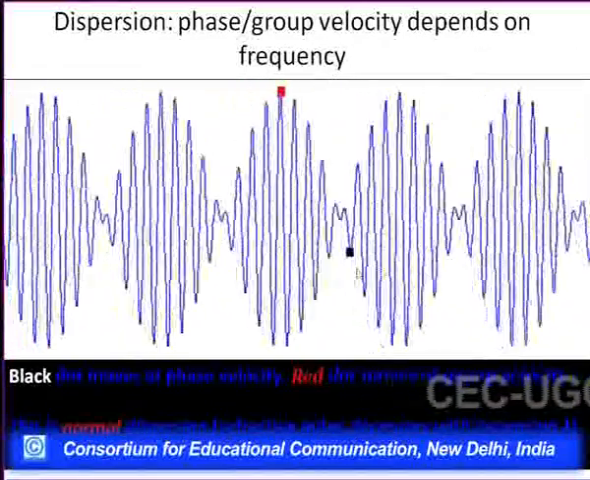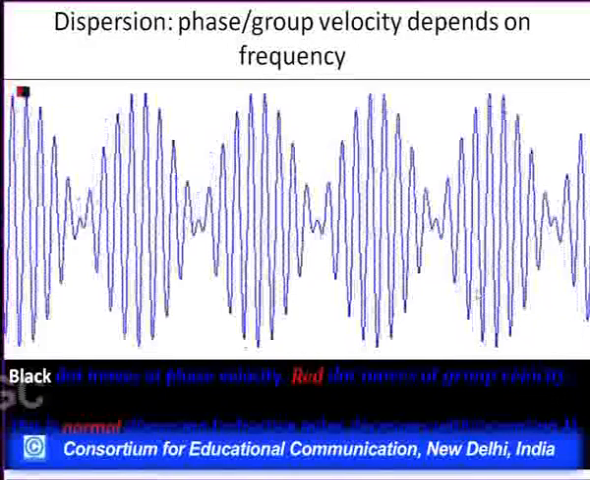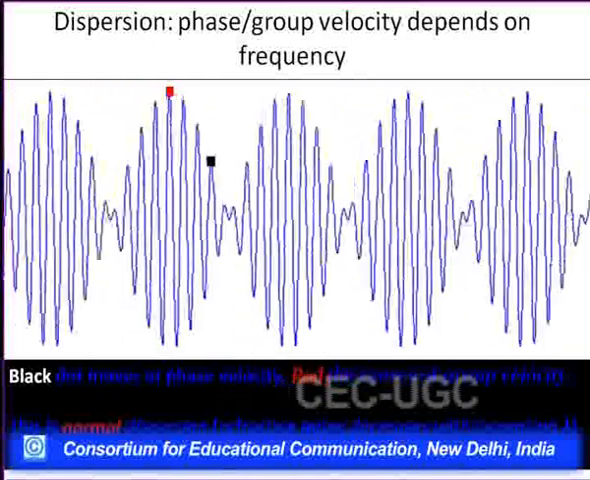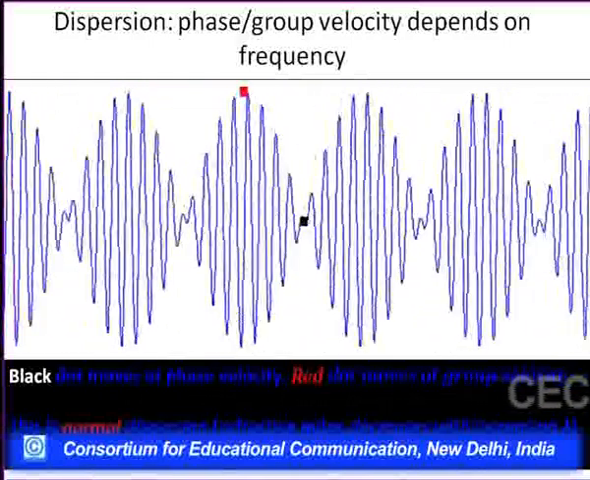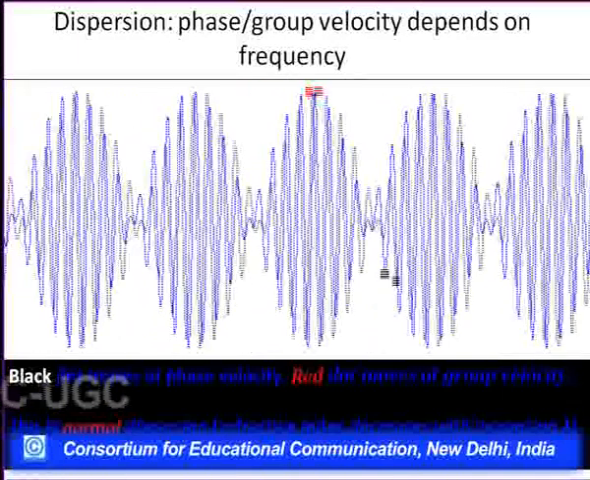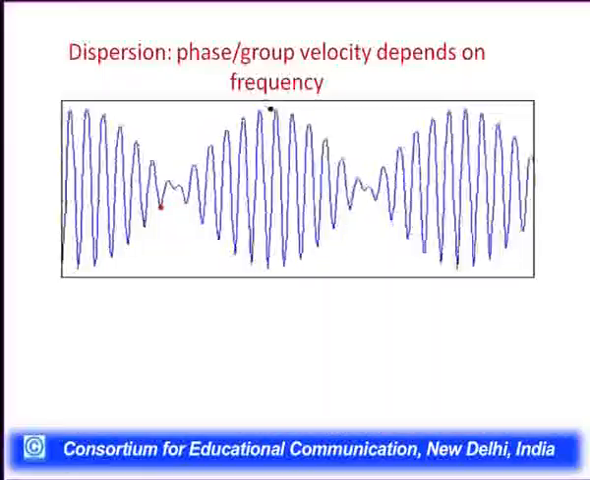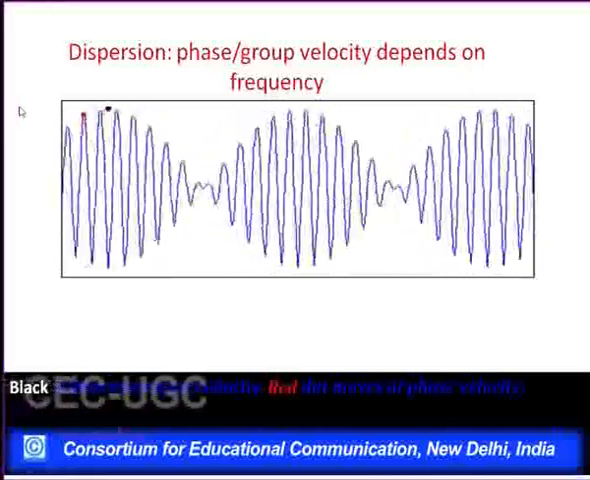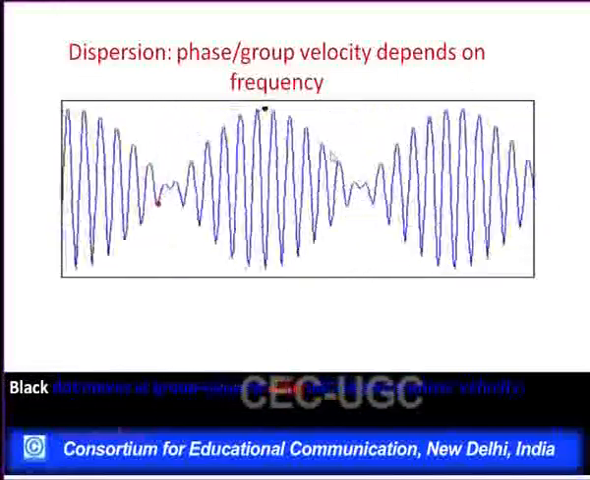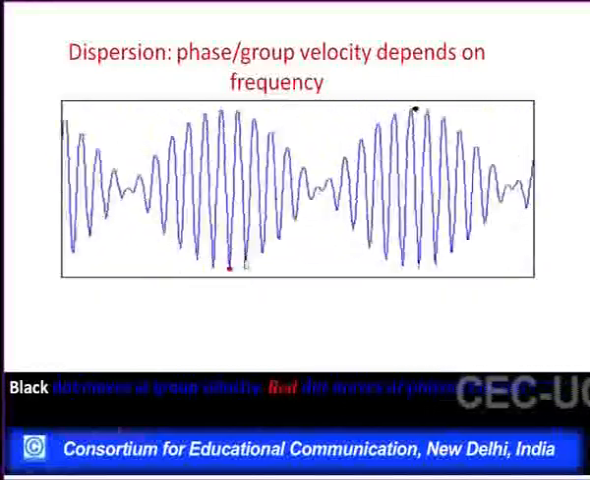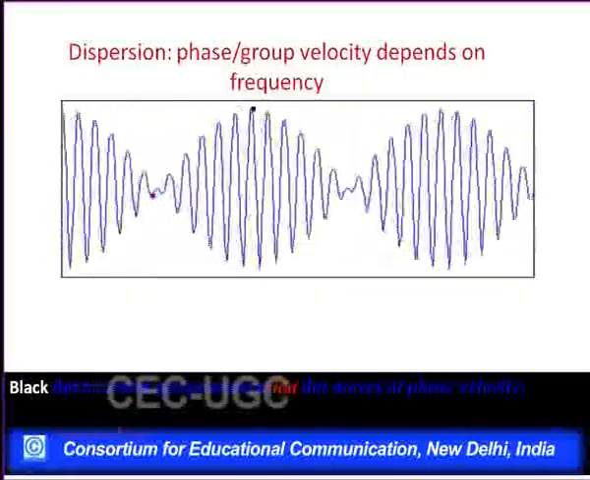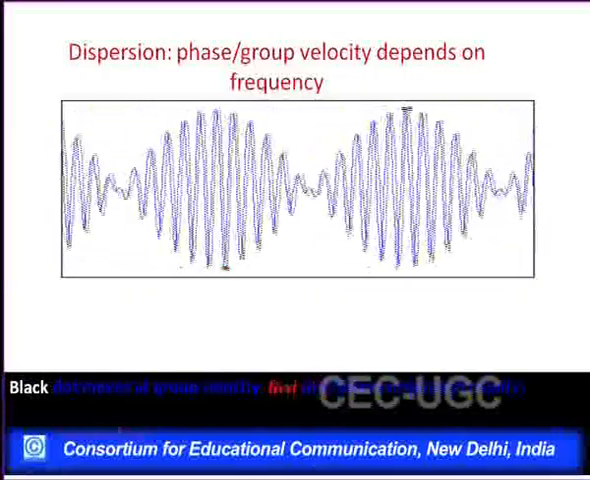Now see, the black dot here moves at the phase velocity. The red dot moves with the group velocity. This is the normal dispersion: the refractive index decreases with increasing wavelength. Now here we see the dispersion, where phase velocity depends upon the frequency. Here the black dot moves at the group velocity, and the red dot moves at the phase velocity. This is the anomalous dispersion, and the refractive index increases with increasing lambda.